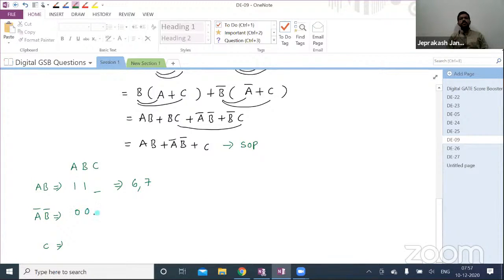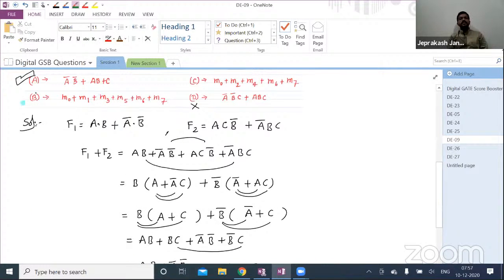Next, A bar, B bar means 0, 0. Similarly, once again, C value can be 0 or 1. That means you will get 0, 1. Next, C value 1. In that case, you will get 4 minterms, right? 0, 0, 1 means 1; 0, 1, 1 means 3; 1, 0, 1 means 5; 1, 1, 1 means 7. If any minterm repeats, you can consider it one time, right?